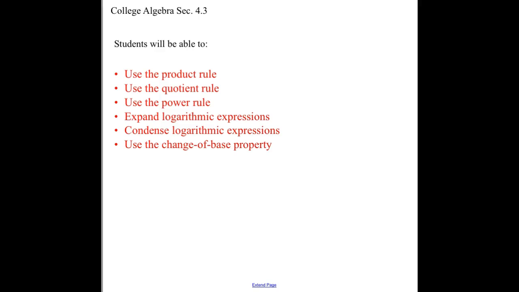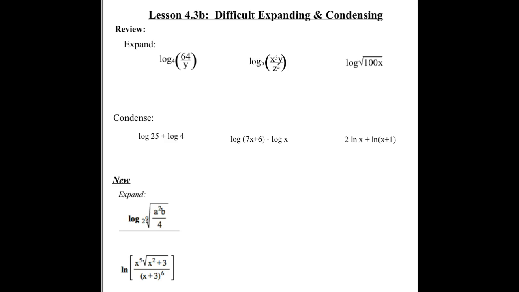So as I said, we're looking at section 4.3 again, reviewing those product, quotient, and power rules from yesterday, and then looking at some more complicated expanding ones, and also looking at that change of base property. So at the top here, there is a review section. There are 3 expanding and 3 condensing. Okay, I want you to try the 3 expanding ones, and then check with everybody at your table. Make sure you're doing them correctly before you move on to the condensing ones.